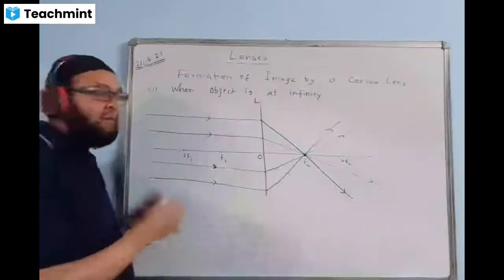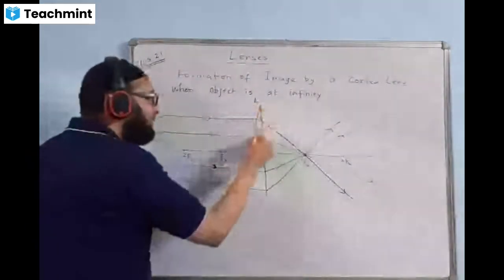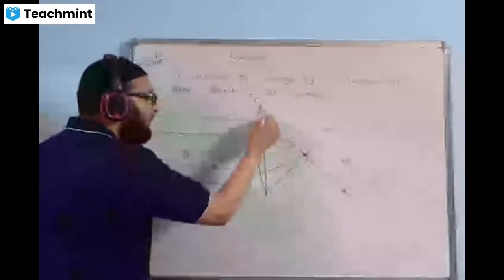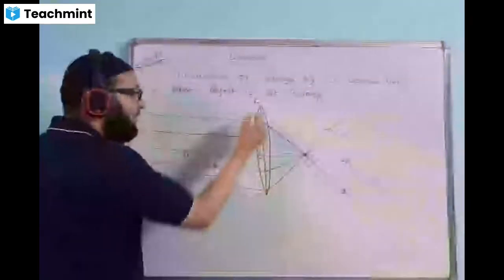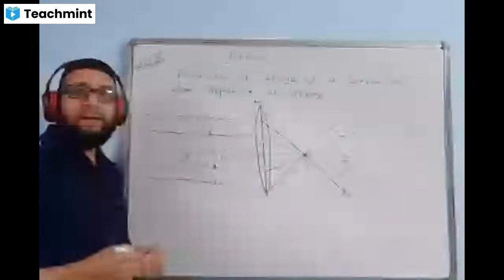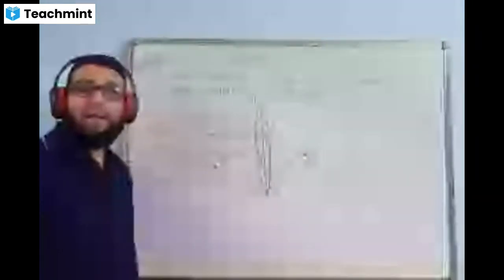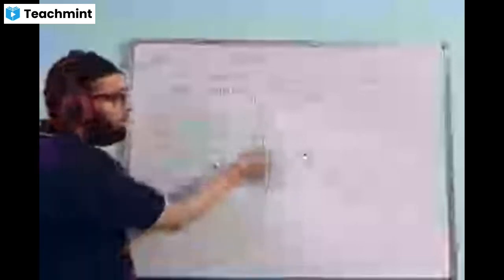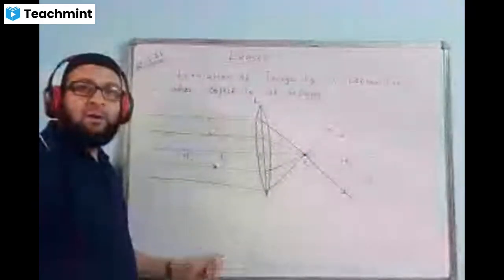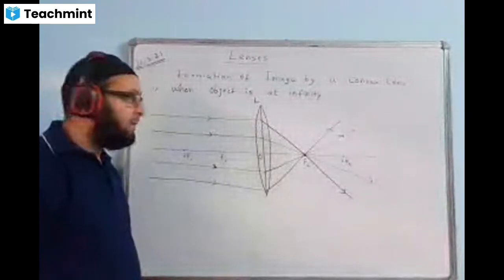The final finishing touch we will give by drawing the convex lens this way. Try to make a thin convex lens. Don't make it bulging or thick. Make the lens thin. So this is how we draw the diagram.